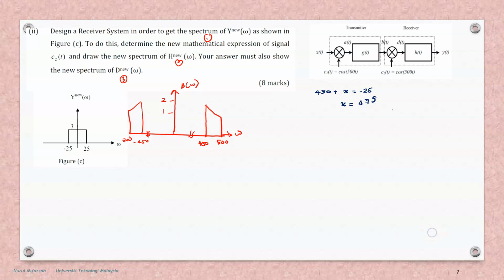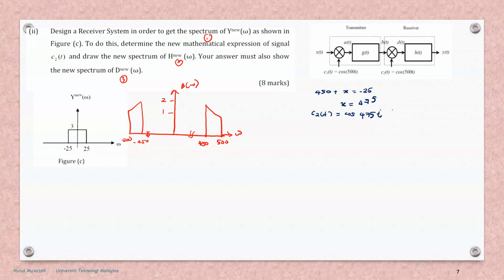Like I said, it is quite challenging. It needs you to think, understand, and try and error. If you can understand this, maybe you can just shift the signals and find out how the summation of the signals can produce a box, a square signal like this. So from here, C2T is equal to cos 475t.